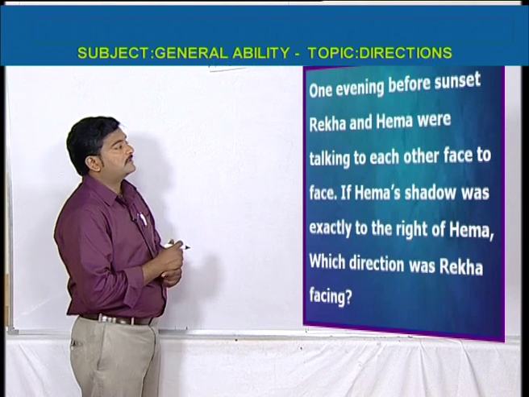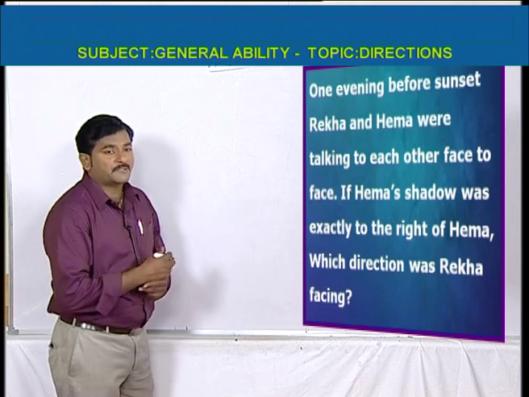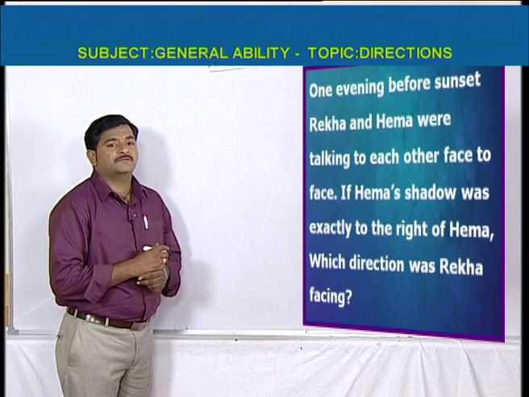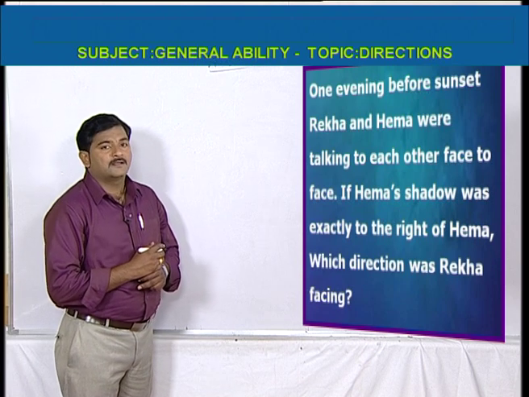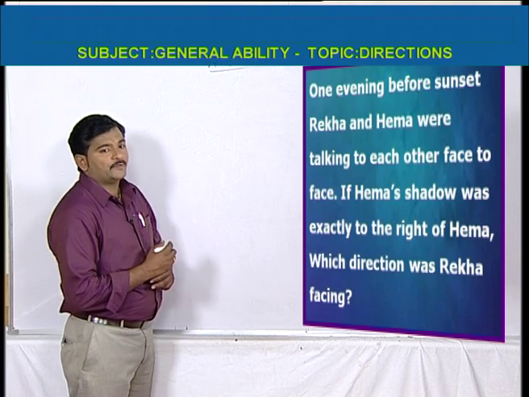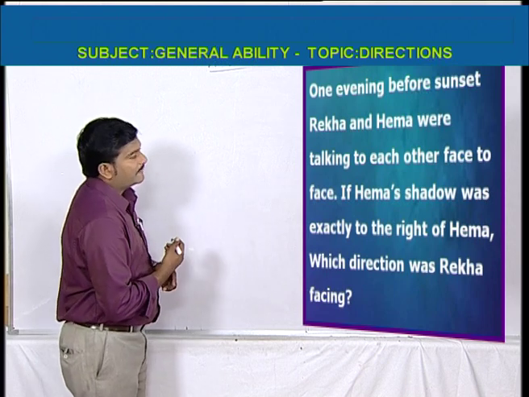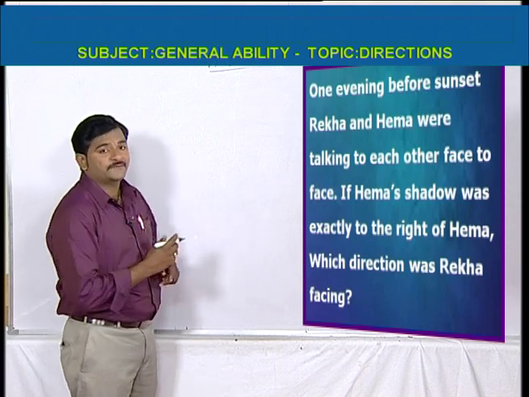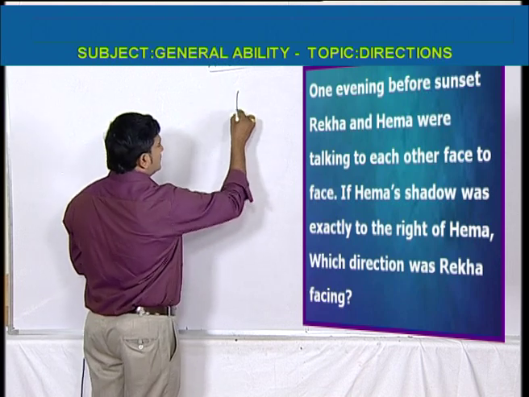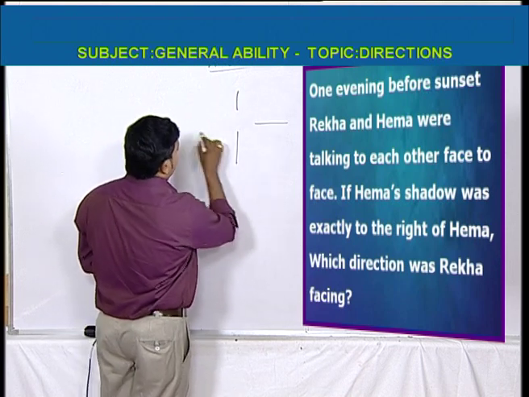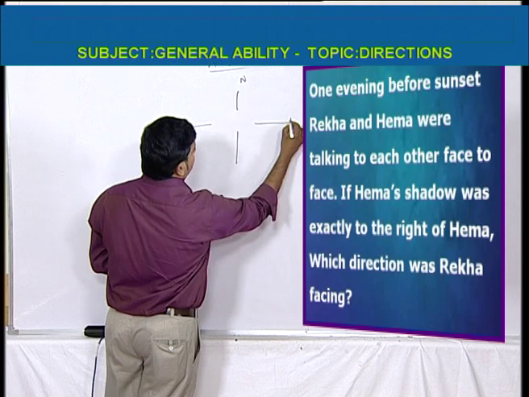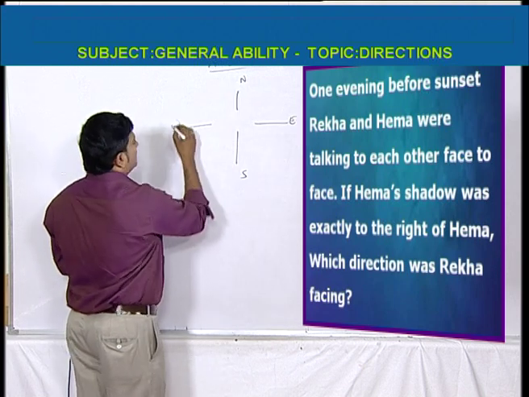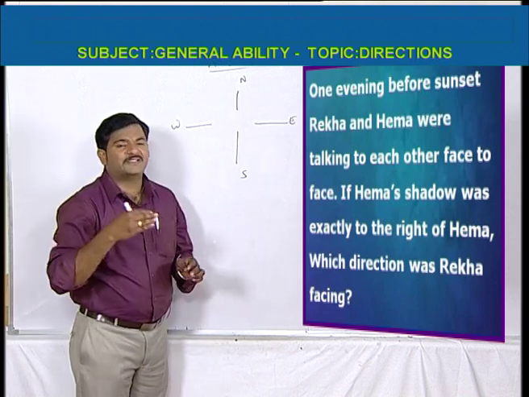See what the given question is. The previous question was based on morning time. Now this question is based on evening time. One evening before sunset, Rekha and Hema are talking to each other face to face. Same concept. Since they are talking face to face, again north direction, east direction, south direction, west direction. First we have to fix the shadow here.